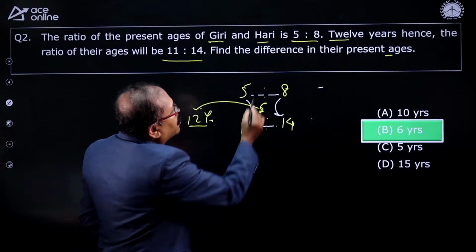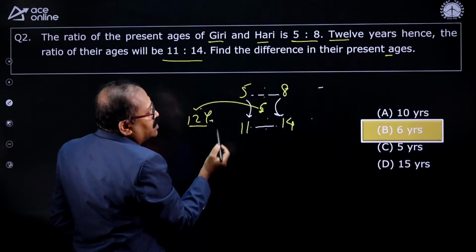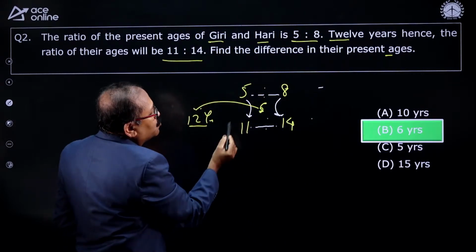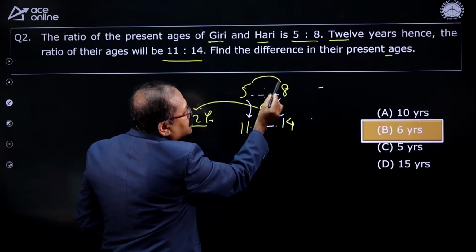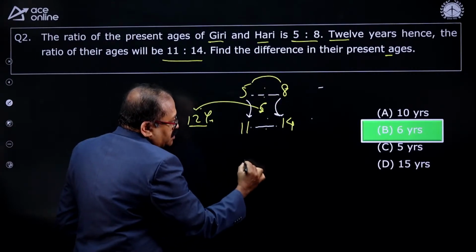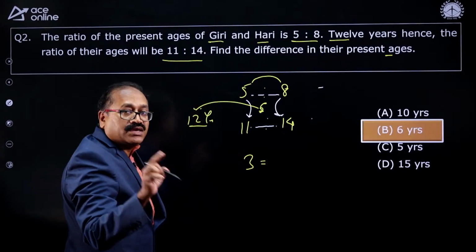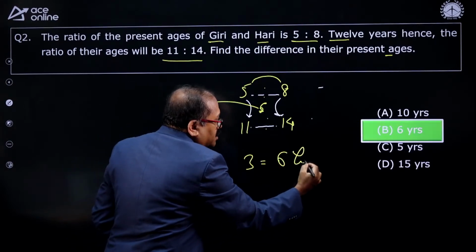So what I need to find out? The difference of the present age. So one part will be 2 years. What is the difference here? Look at this one. How many parts difference? 3 parts. When one part is equal to 2 years, then 3 parts will be 6 years.